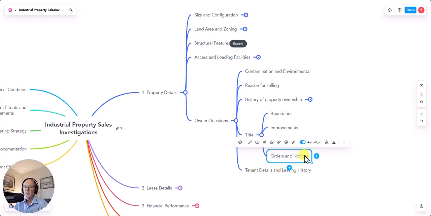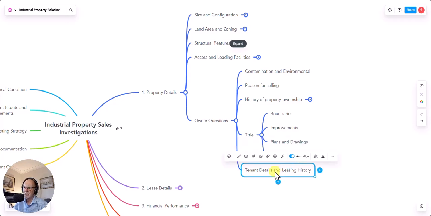There might be things that need to be done. They could be health orders, emergency safety orders, environmental orders, all sorts of things. Ask about them. Get copies of them. Ask at the local council to see if there's anything active. And then you'll get the tenant details and the leasing history.